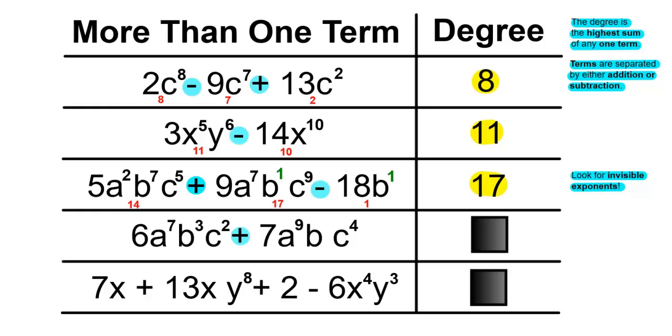This has 2 terms. The degree of the first term is 12. This is b to the 1. So the second term has a degree of 14. So this binomial has a degree of 14.